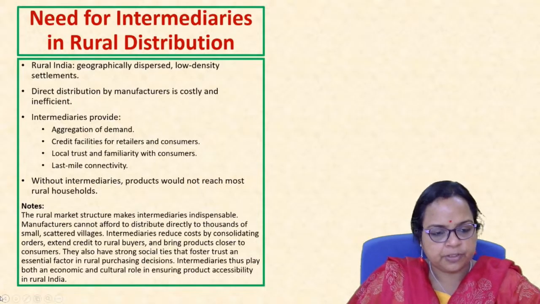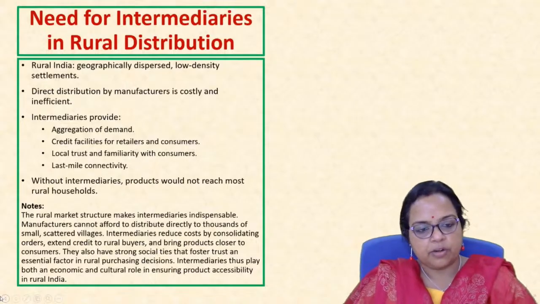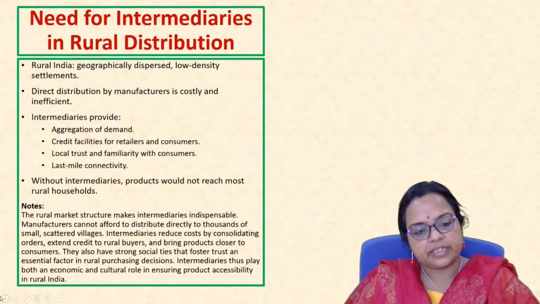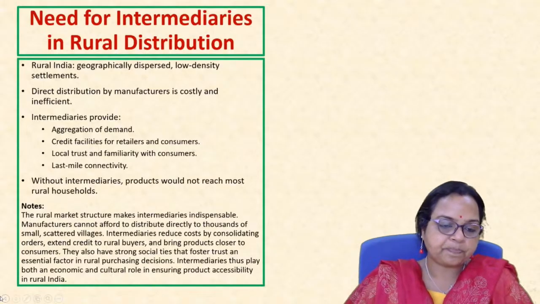It is not possible for the manufacturer to make the product available to this large scale of villages. Intermediaries reduce cost by consolidating orders, extend credit to rural buyers, and bring products closer to the consumers. That is why the role of the intermediary is important. They are consolidating the orders, and they have a credit system for the rural buyers. They are bringing the product to the doorstep of the consumer, so it is easier for the consumer to buy the product.